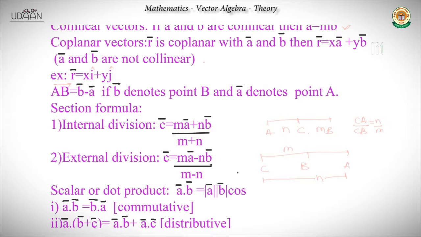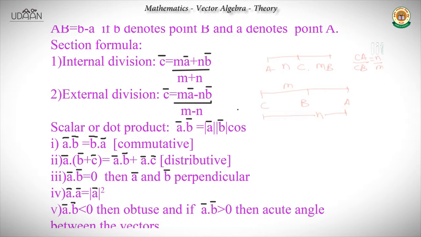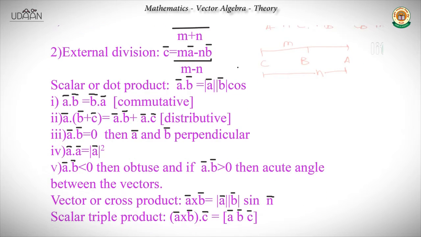We'll turn our attention to multiplication of vectors. There are two types of multiplication. One is scalar or dot product and the other is vector or cross product. First of all, scalar or dot product. If there are two vectors a bar, b bar and the angle between them is theta, then the dot product a bar dot b bar is given by magnitude of a into magnitude of b into cos theta, where theta is the angle between those two vectors.